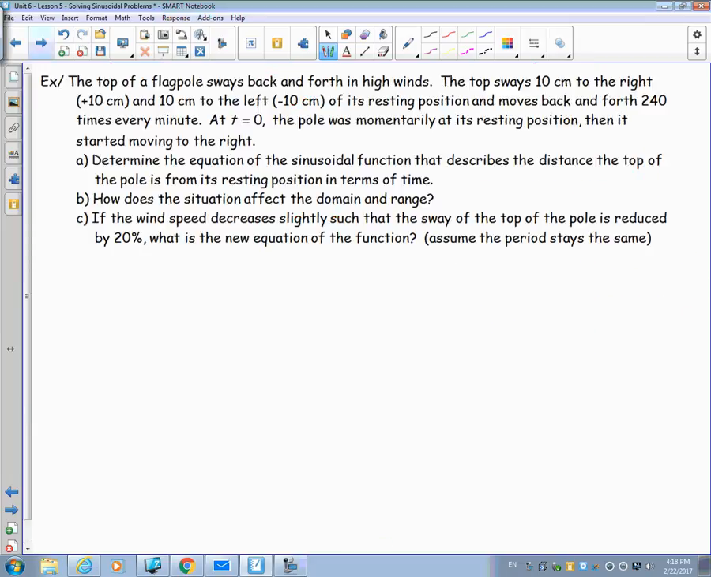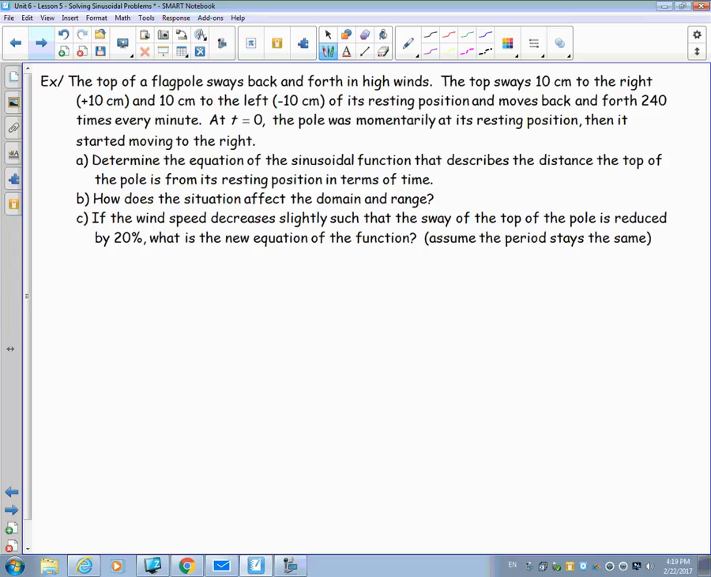Third one, last one. Can you guys pause it, try it yourself so you can figure these things out? Helps to draw those little pictures, circle important information, that kind of stuff. So a flagpole, it sways back and forth in high winds. The top sways 10 centimeters to the right and then 10 centimeters to the left, back and forth and back and forth. And it does that 240 times every minute. At t equals 0, the pole is momentarily at its resting position, then started moving to the right.